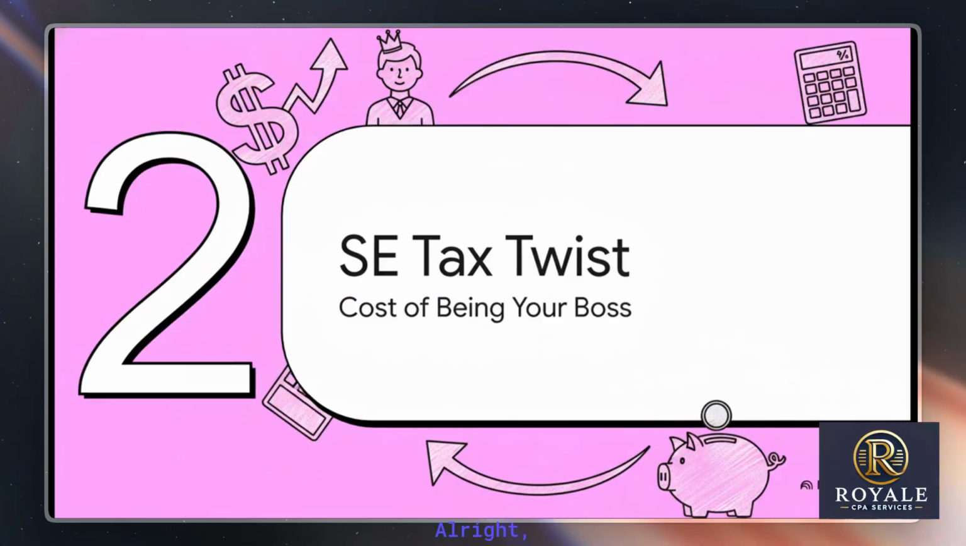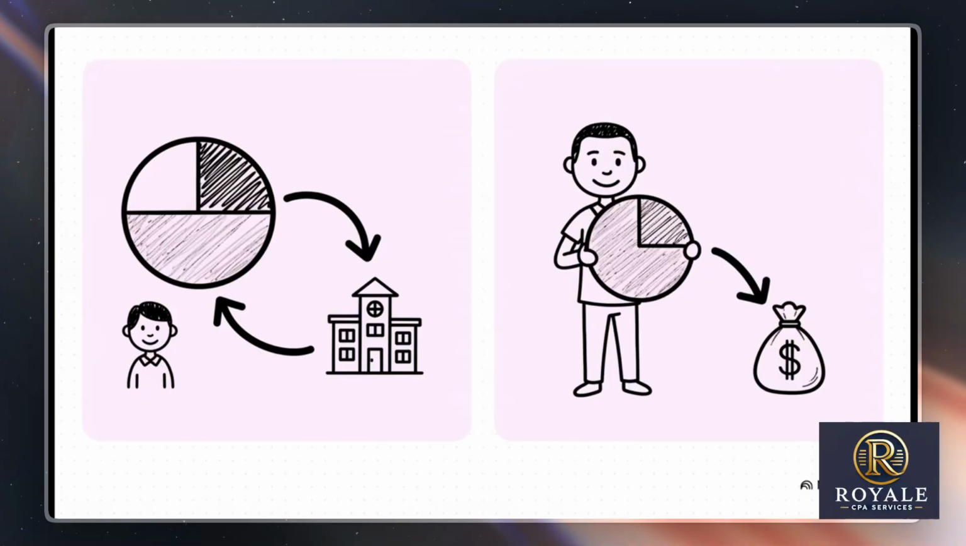All right, next up, we hit our first big curveball, the self-employment tax. You know, this is really one of those things that shows you the true cost of being your own boss. Just look at the difference here. When you're an employee, you pay 7.65% for Social Security and Medicare, and your employer pays the other half. But when you're self-employed, guess what? You are the employer. That means you're on the hook for both sides, a grand total of 15.3%.